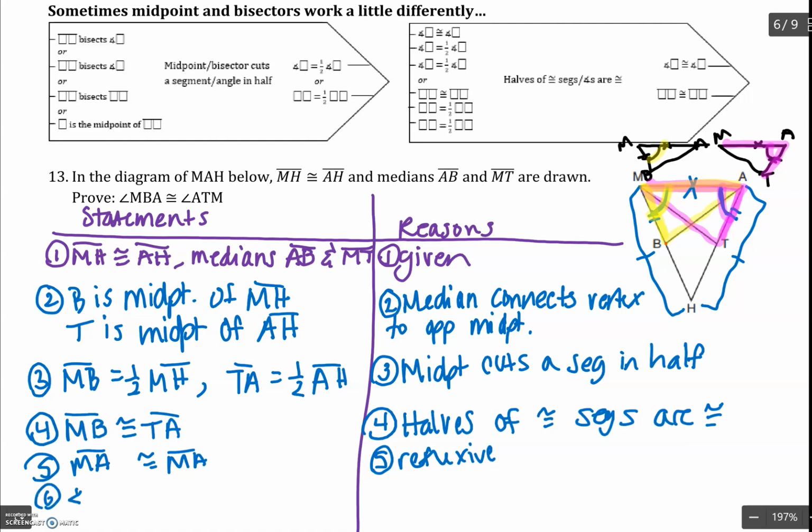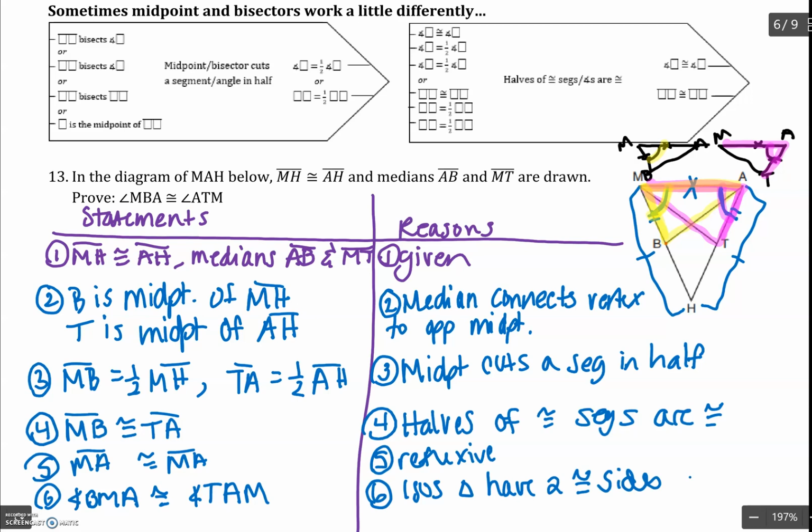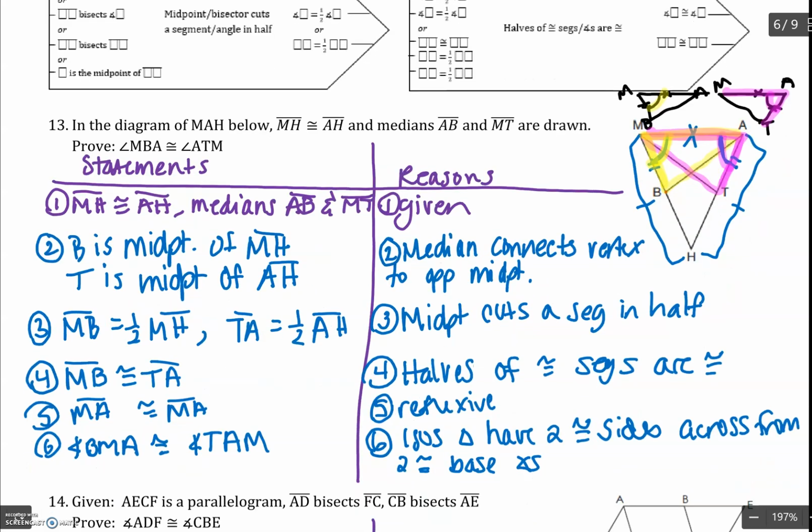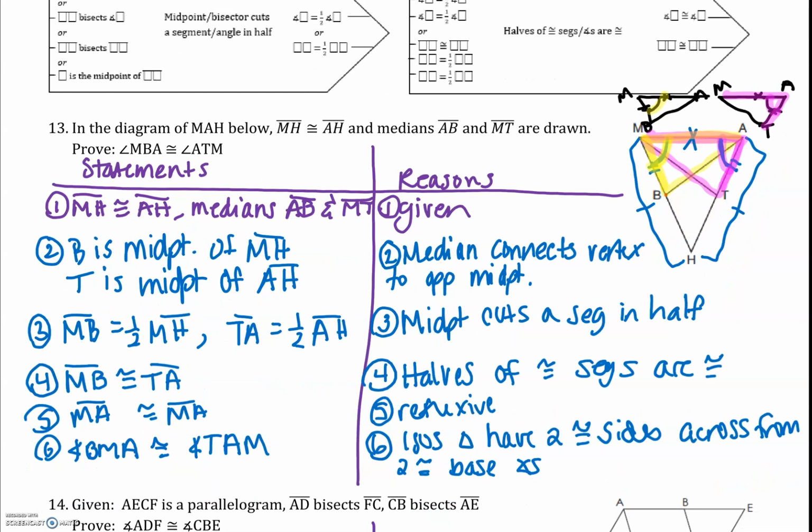So angle BMA, with all the lines there, I'm going to use all three letters. It's too hard to label with numbers then. It's congruent to TAM, because isosceles triangles have two congruent base angles across from two congruent sides. And there's an angle pair. And now I have enough to show that my triangles are congruent by side, angle, side.